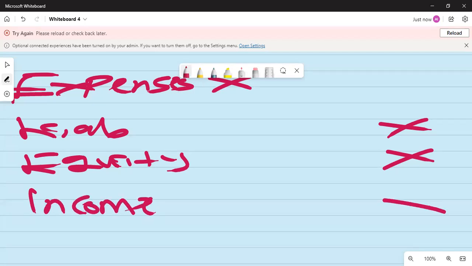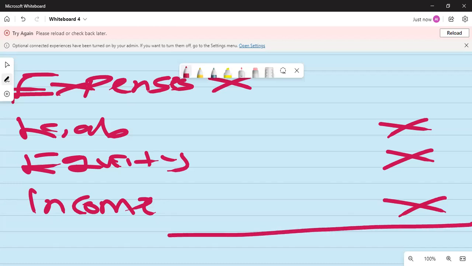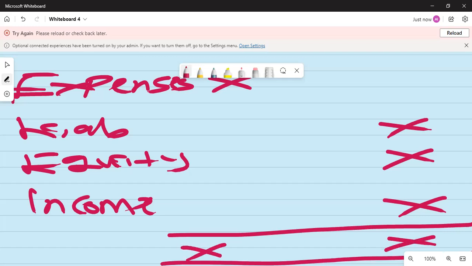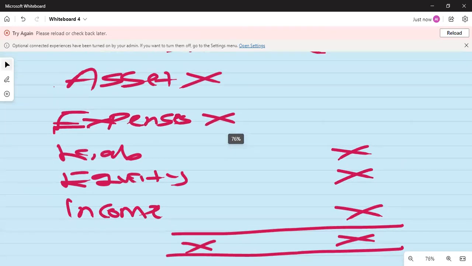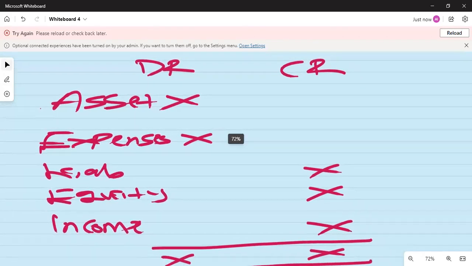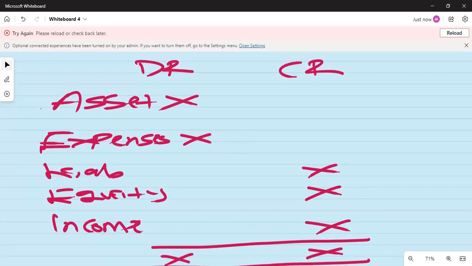So income as well is going to be here. If what we have done is correct, at the end of the day, these two sides need to agree. Meaning that on the debit side of the trial balance, you are going to have either assets or expenses. And on the credit side of the trial balance, you are going to have liability, equity, and also income.